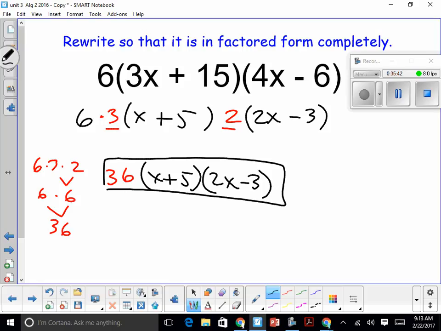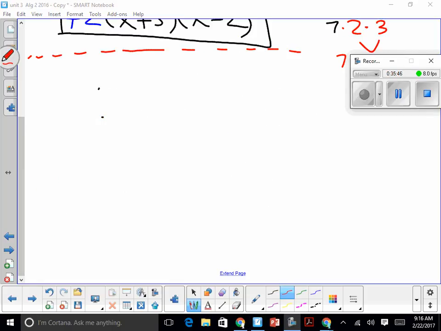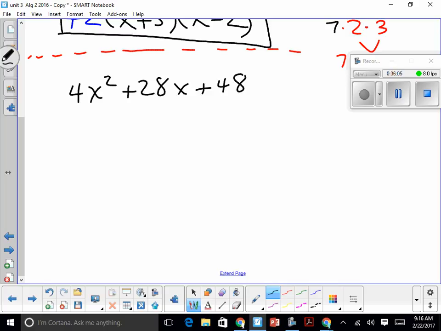This one, if I can get this done: 4x squared plus 28x plus 48. Write that problem down. This is an example. You only get one of these.